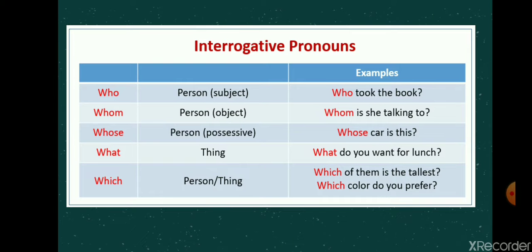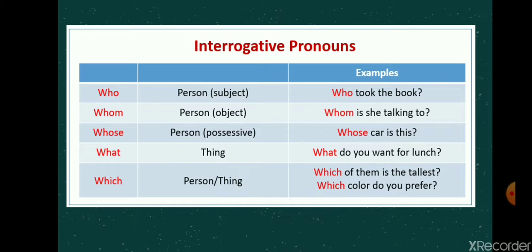Interrogative Pronouns. Why do we use interrogative pronouns? We use interrogative pronouns to ask questions. So we're going to learn the interrogative pronouns who, whom, whose, what, and which. We use who when we're talking about the subject of the sentence. Who took the book? He took the book, for example. Whom is when we refer to the object. Whom is she talking about? She's talking about him. Him being an object pronoun.